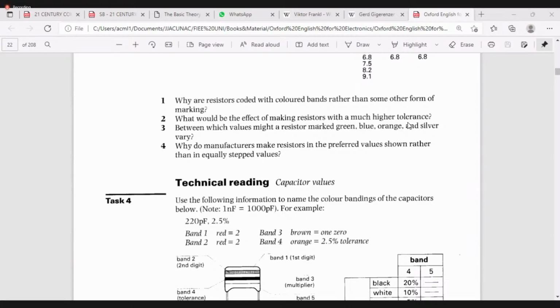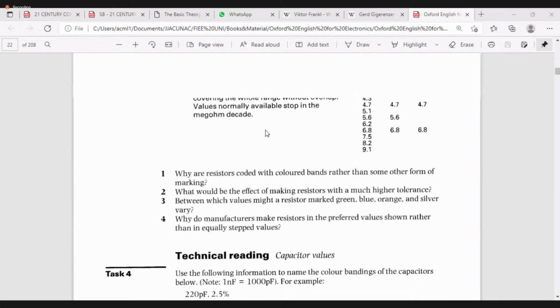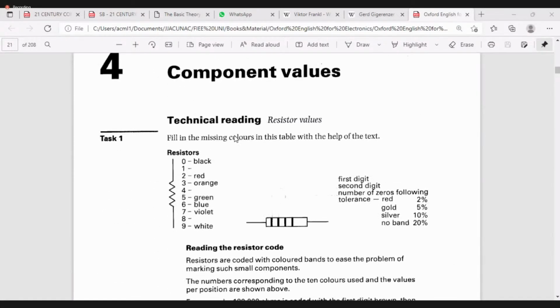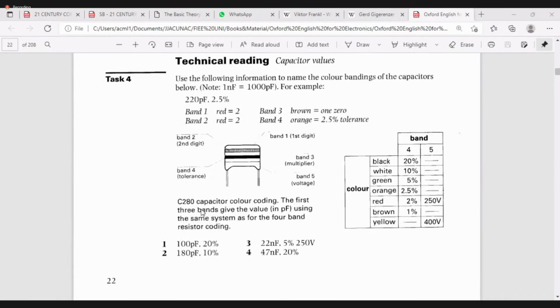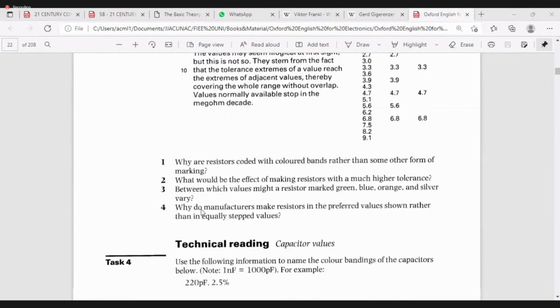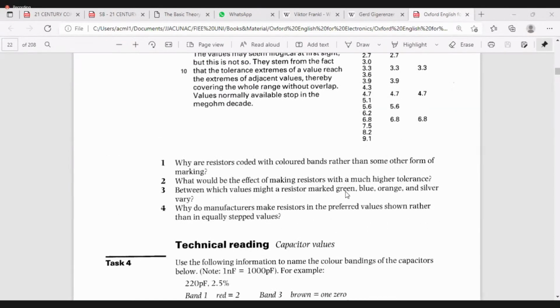Overlapping is when one resistor covers the other resistor's range, which is not very recommendable for circuits. Between which values might a resistor marked green, blue, orange, and silver vary? So green, remember the color band? Green is 5. Green, 5.